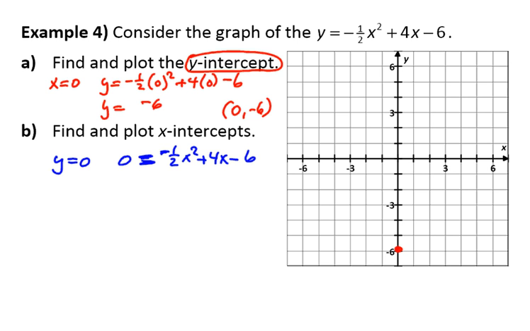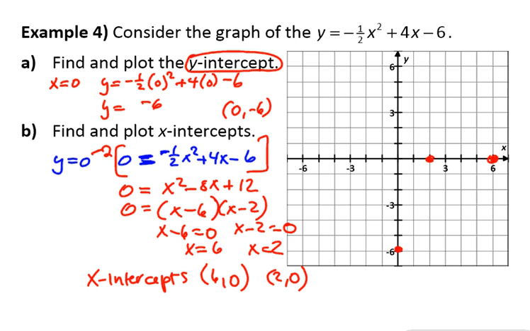When we have an equation, we can eliminate the fraction by multiplying through by the common denominator. So let's come in here, and we're going to multiply through this by a -2. So I'm going to have 0 is equal to a positive x squared minus 8x, and then plus 12. And now go after that.